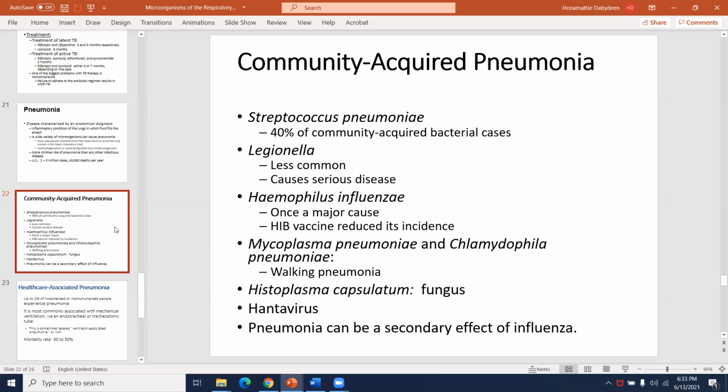We mentioned a little bit about Histoplasma capsulatum, which is a dimorphic fungus that could cause disease. Usually you can have spores in the soils and whatnot, and so individuals can end up with this fungal disease causing pneumonia.